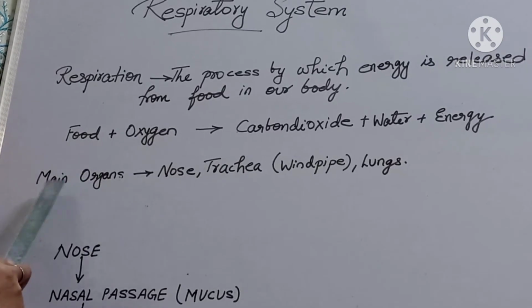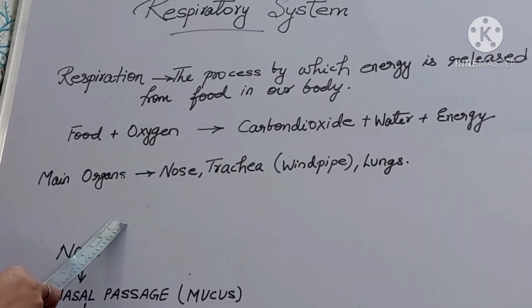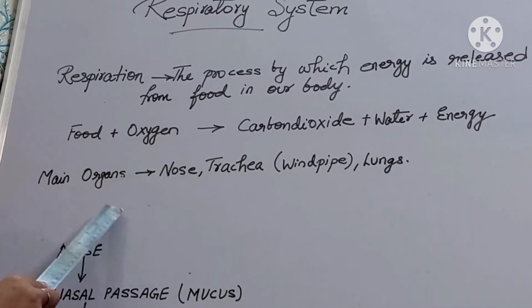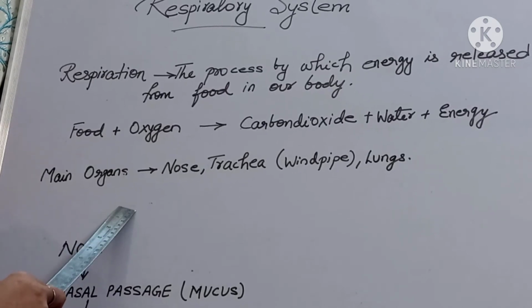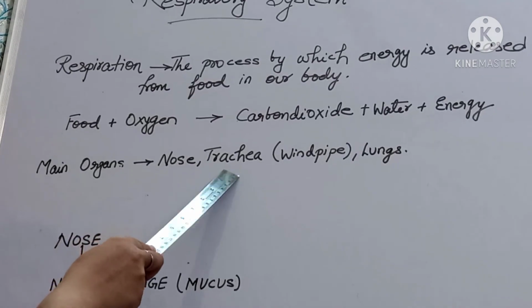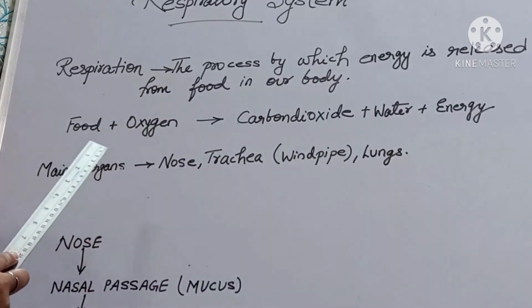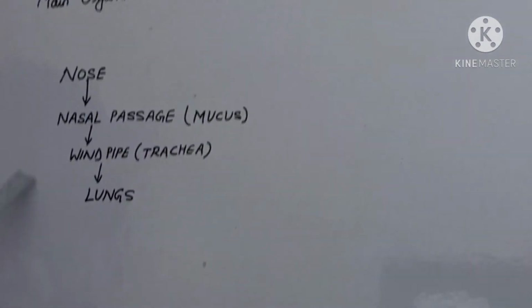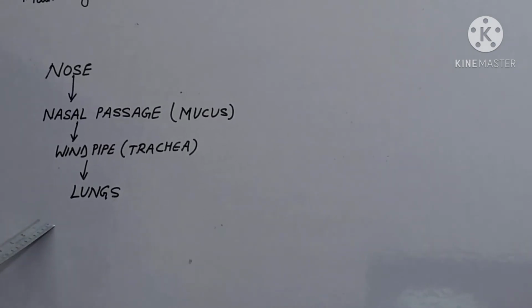In human beings, many organs take part in the process of respiration. We call them organs of the respiratory system. The main organs of human respiratory system are nose, trachea and lungs. Now let's see the process of respiration through this flowchart. The human respiratory system begins from nose.